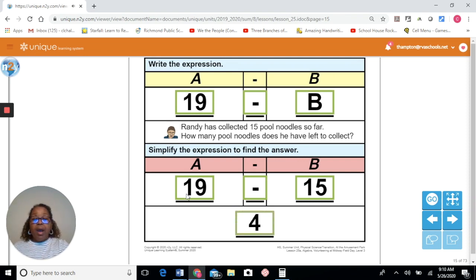We wrote our algebraic expression A minus B. We replaced the variable A with the number that we found out it was, which is 19. We replaced the letter B with the number 15, which we found out in the word problem. And then we solved. 19 minus 15 equals 4. A minus B, 19 minus 15, and the answer is 4.